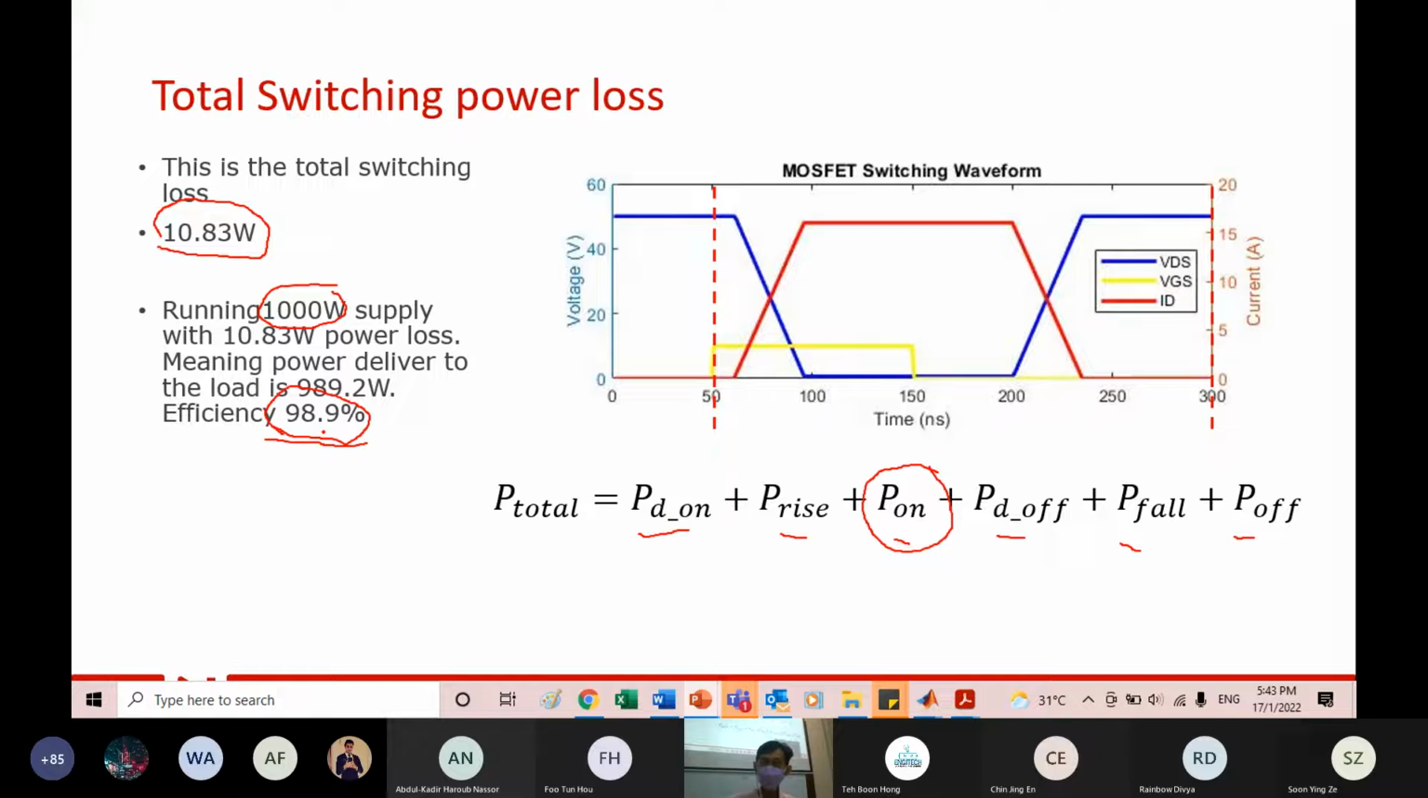That's why in a CPU, there are millions of transistors inside. Even if the losses are very small for each of them, when you accumulate, you can see we need a fan, we need a cooler, everything. So that is the fundamental of this switching loss.